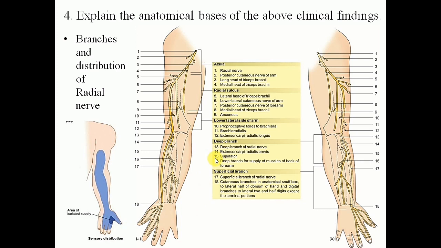Whereas the deep branch, that is posterior interosseous nerve, will supply all the extensors in the posterior compartment of forearm. And these various muscles are extensor carpi radialis brevis, supinator, then there is extensor digitorum, extensor carpi ulnaris, extensor indicis, extensor digiti minimi, abductor pollicis longus, extensor pollicis brevis, and extensor pollicis longus.